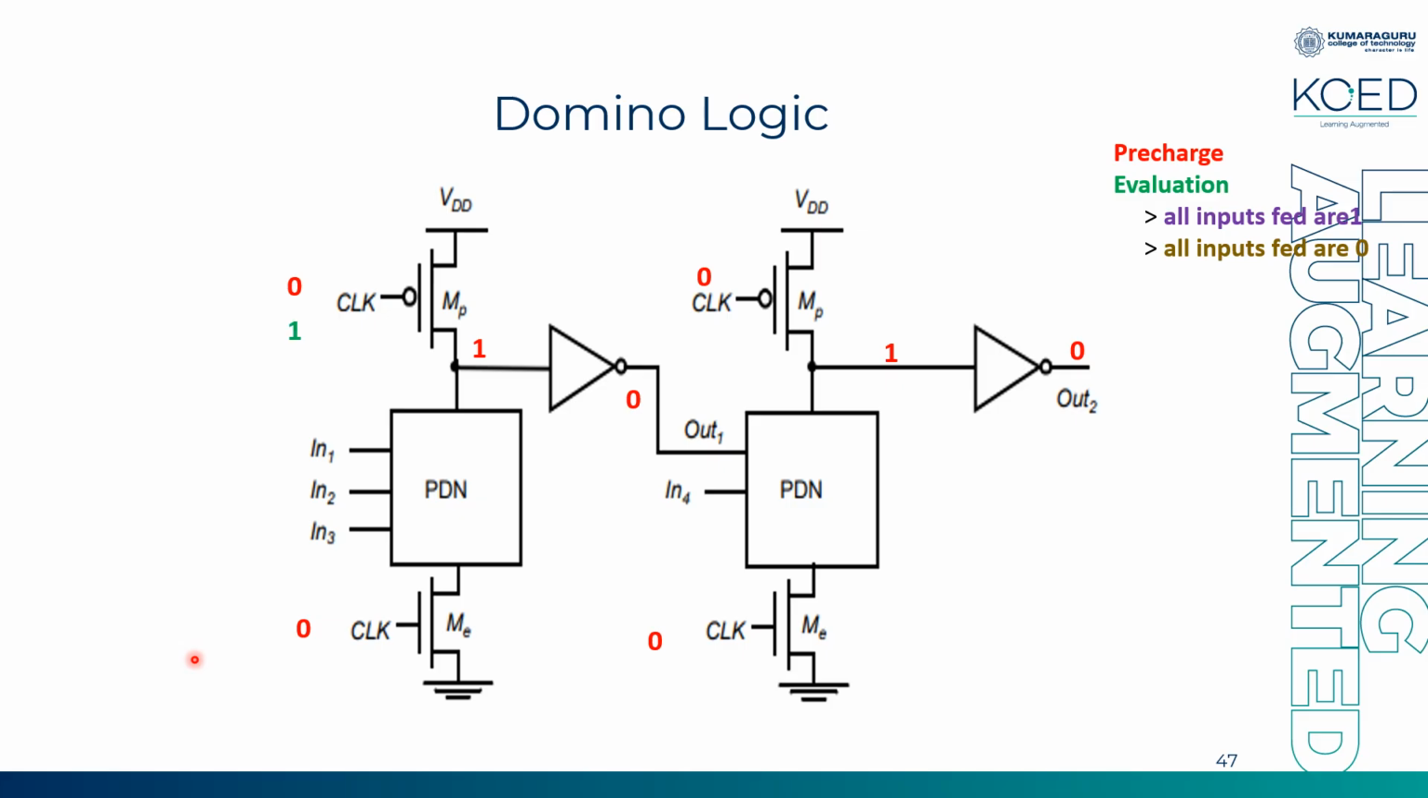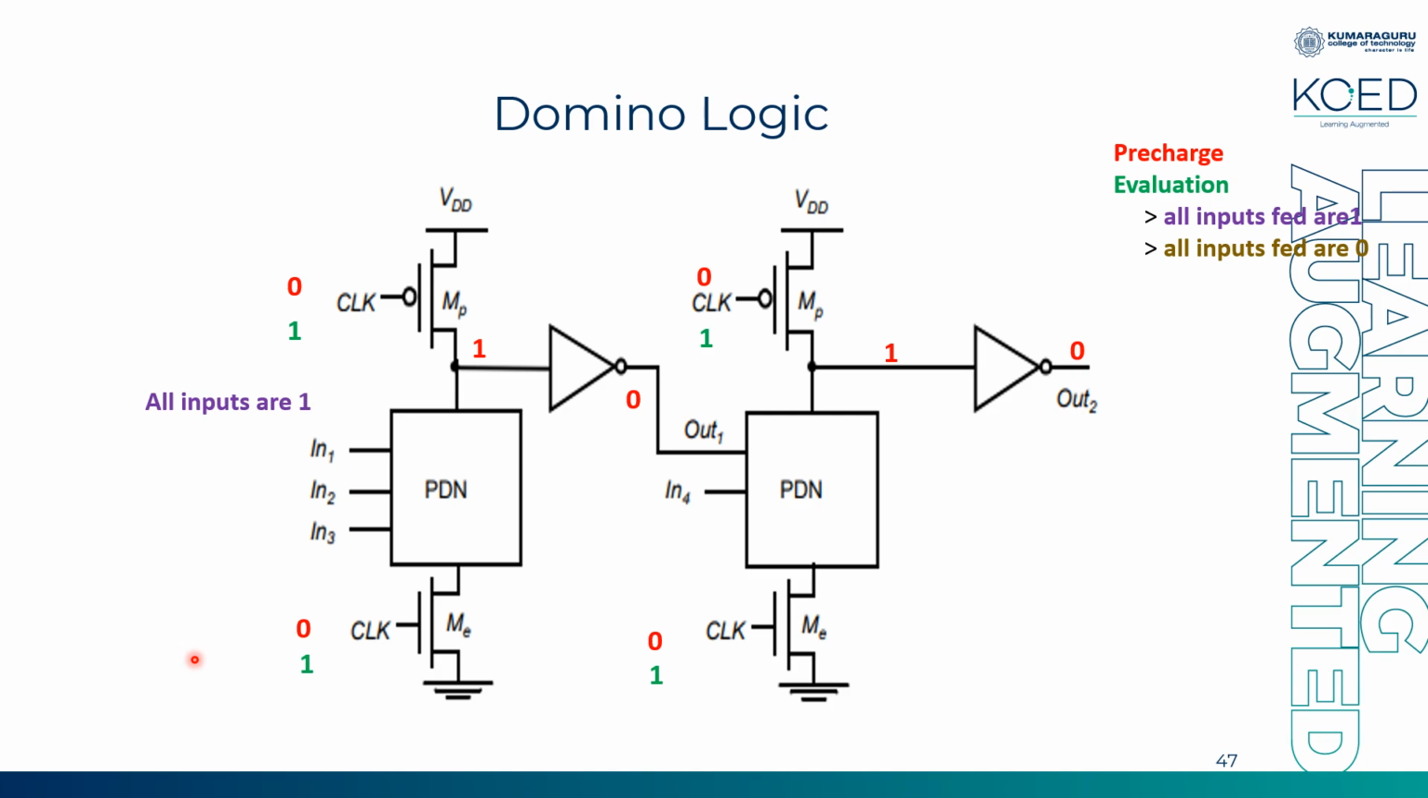Now come to evaluation phase. Evaluation phase la clock is equal to 1. Clock வந்து 1 அப்படின்னா PMOS வந்து off ஆயிரும். Pre-charge transistor will be in off condition and evaluation transistor will be in on condition. Okay, இப்போ எல்லா இன்புட்ஸும் 1, எல்லா இன்புட்ஸும் 0. சிம்பிளா we'll analyze and see what happens when all inputs are 1, what happens when all inputs are 0.